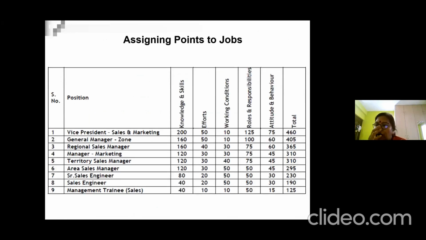So what you need to do for all your 10 positions, you don't have to do this table, but it will be good when you are doing it in a group: if those 4 are the compensable factors, what is the point I have assigned with respect to that particular compensable factor based on the job description? What is the requirement? So you are doing a job evaluation. I'll just go to that Excel sheet again.